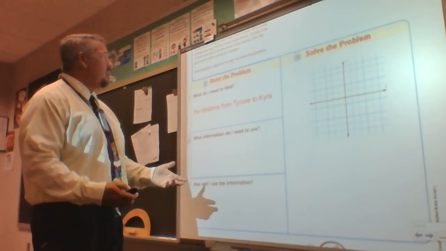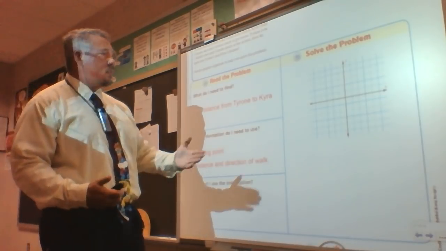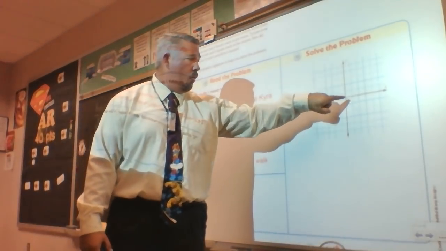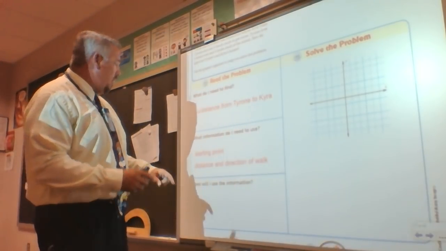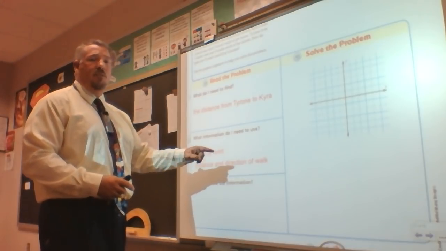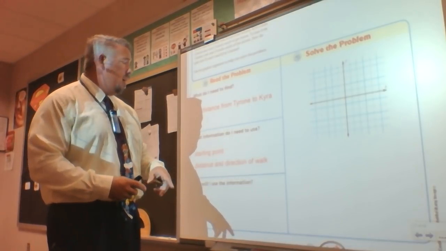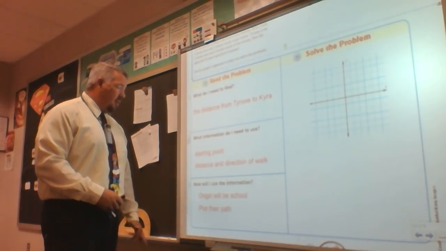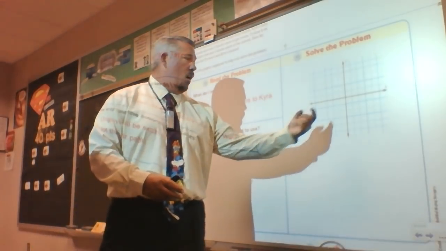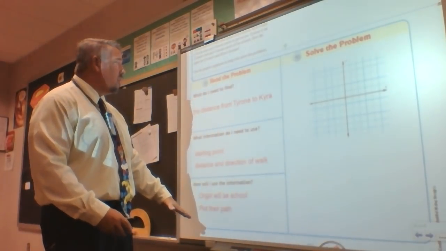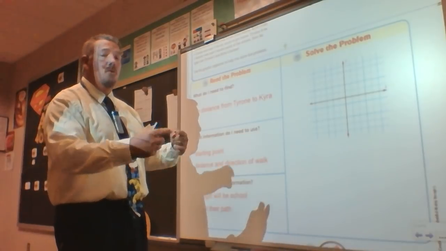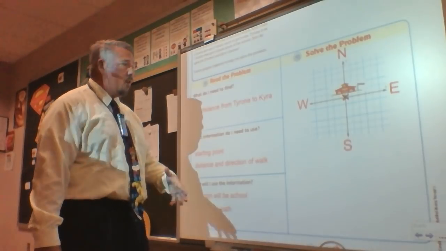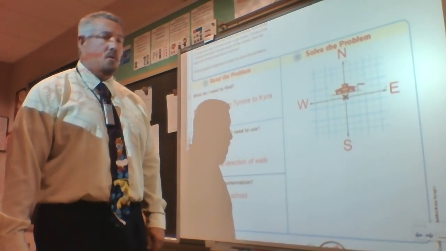Well, what information do I need to use? I know that they're starting at school, so I have my starting point. That's my point of origin, (0, 0). And I know what direction and what distance they're going in each way. So once I know that, then I know that I can do the math. And how will I use that information? Well, I'll start at my point of origin, I'll plot out those points, and I'll figure out what the endpoints are to then do the math to find their distance. So I'll start with my point of origin, which is (0, 0). That's the school where we're starting out.